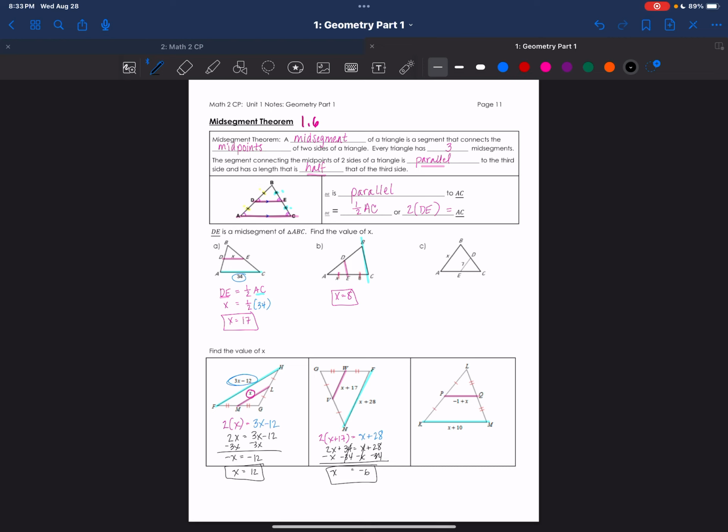So that's the mid-segment theorem. Just remember that if your segment is dividing two sides equally, then that means you have parallel lines in there, and you need two of the small parallel line to equal one of the larger one. And that's how you do the mid-segment theorem.